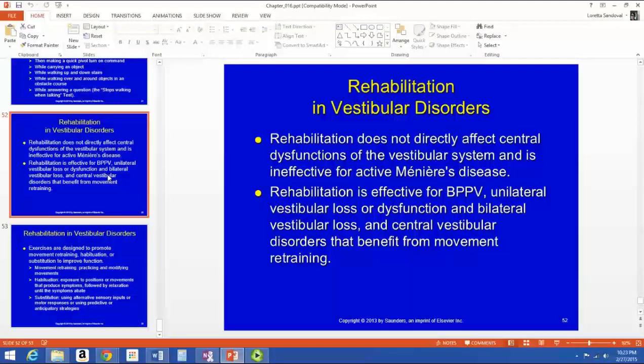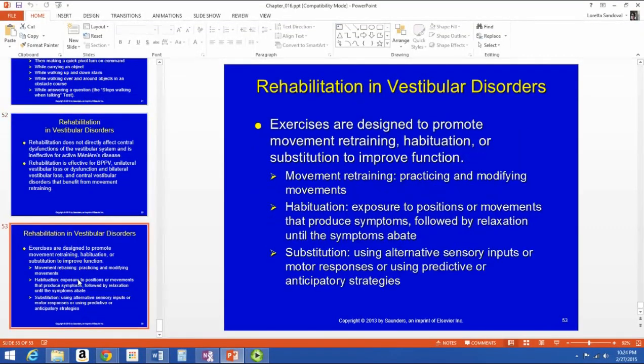So, ordinarily, rehabilitation doesn't directly affect central dysfunctions, and it's pretty much ineffective for Meniere's disease. So, rehabilitation is effective for BPPV, unilateral vestibular loss or dysfunction, and bilateral vestibular loss, and central vestibular disorders that benefit from movement retraining. So there are some things where we're just never going to get patients in that because rehabilitation is not effective for those things. Most of the time, vestibular rehabilitation is exercises that promote movement retraining, habituation, or substitution to improve function.